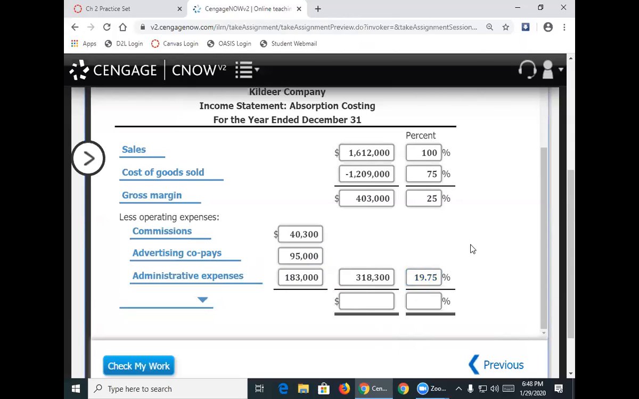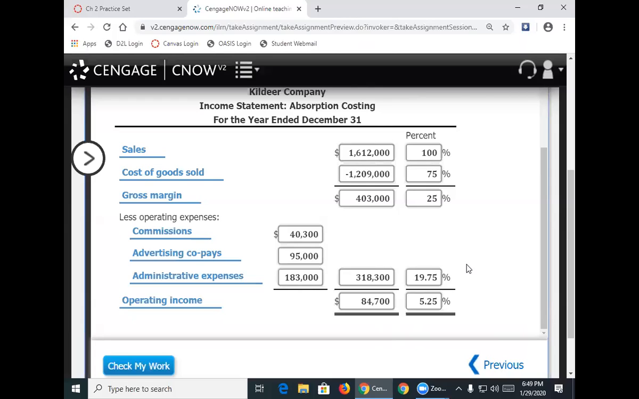So do I have an operating income or an operating loss? Income, good. And how much income did I make? 84,700. Very good. 84,700, which is 5.25% of sales. Okay. So that's our income statement.